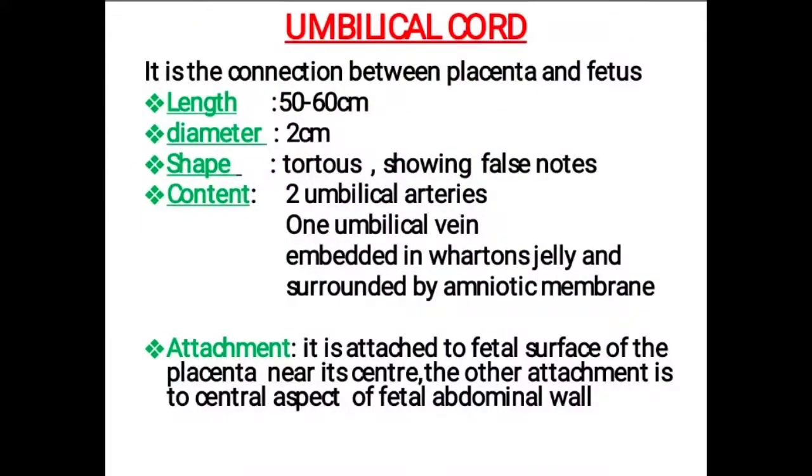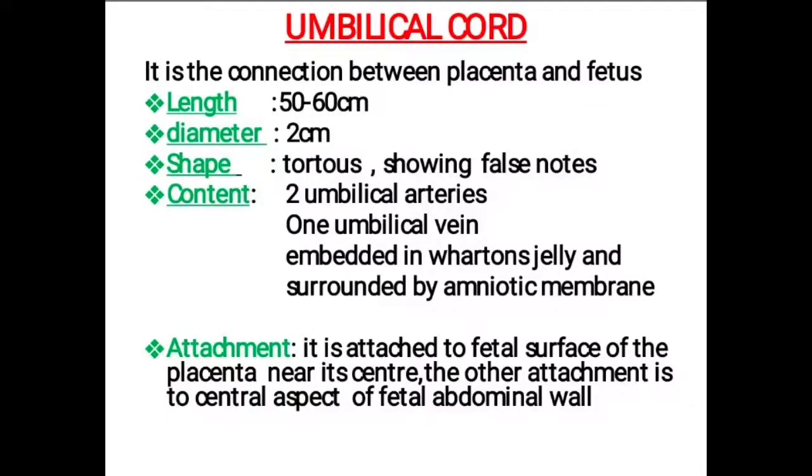Next, we will discuss the umbilical cord. The umbilical cord is the connection between the placenta and the fetus during pregnancy. The length of the umbilical cord is about 50 to 60 centimeters, with a diameter of 2 centimeters. The shape is tortuous, meaning twisted, showing false knots in the umbilical cord.